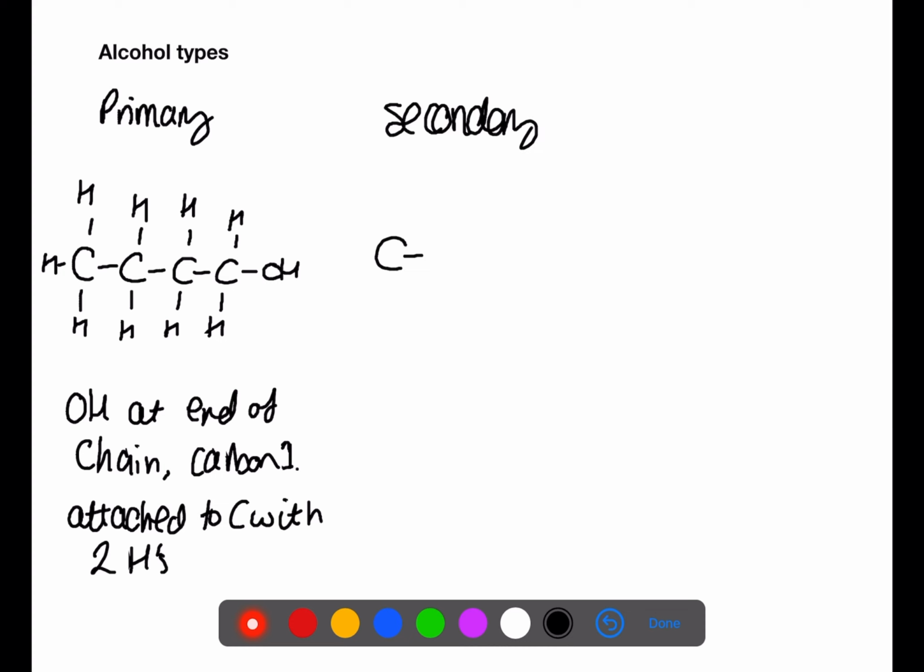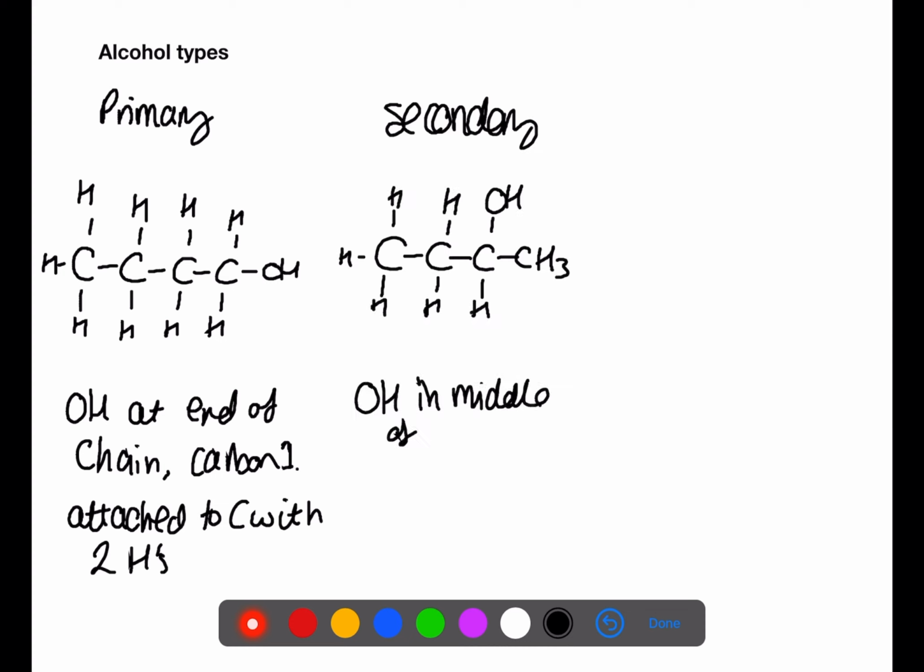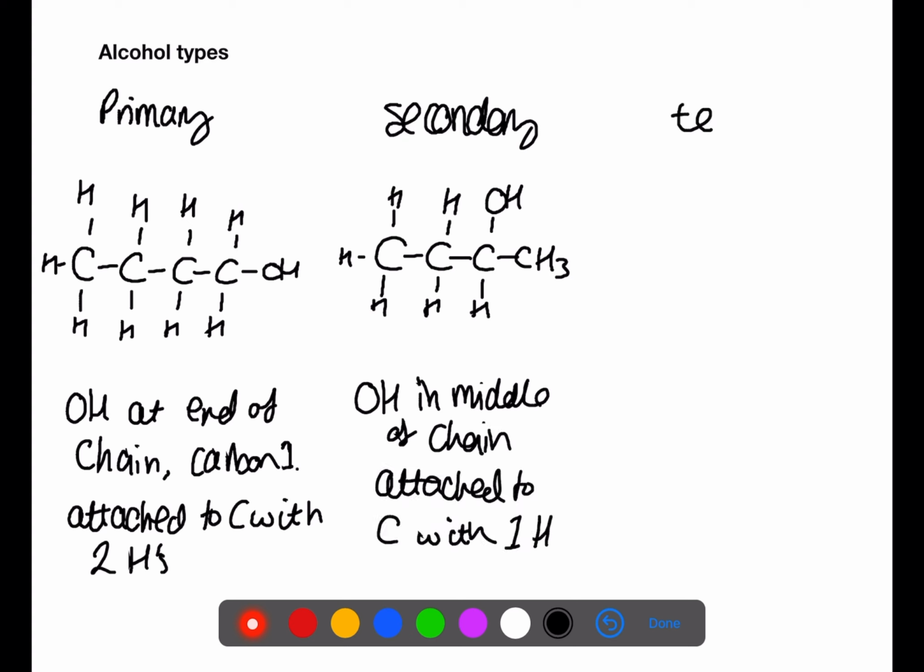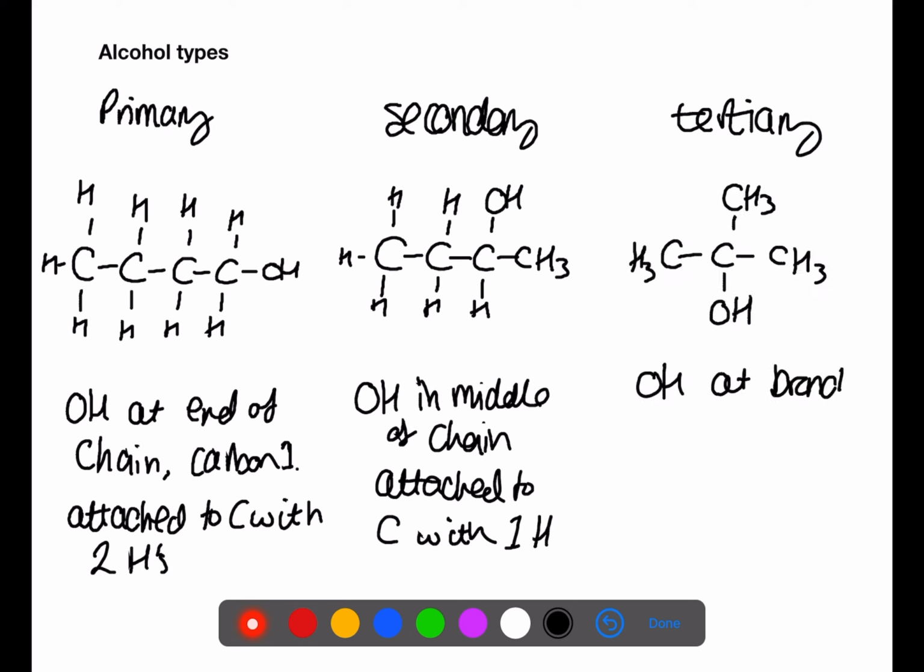Secondary alcohols have the hydroxyl group somewhere along the chain. This is joined to a carbon which has 1 hydrogen atom. Tertiary alcohols have a hydroxyl group attached at a branch point along the chain. This means that the carbon that the hydroxyl group is attached to has no hydrogen atoms.